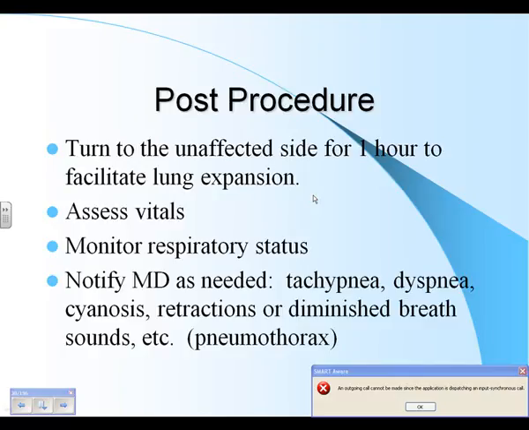Watch for tachypnea, dyspnea, any changes in color such as cyanosis. Watch for retractions. Listen to those lung sounds so that you can identify if your patient has developed a pneumothorax. So make sure you're watching for that.